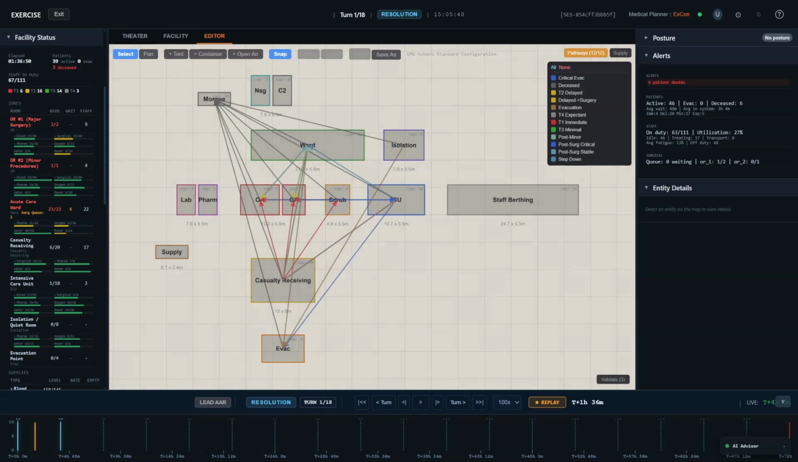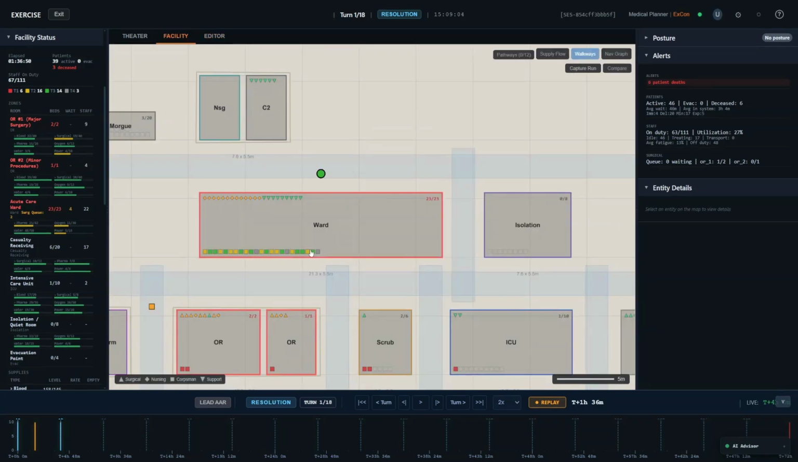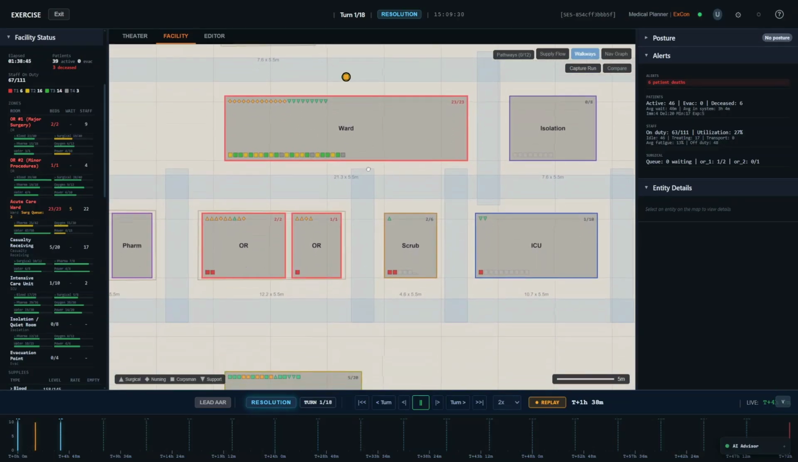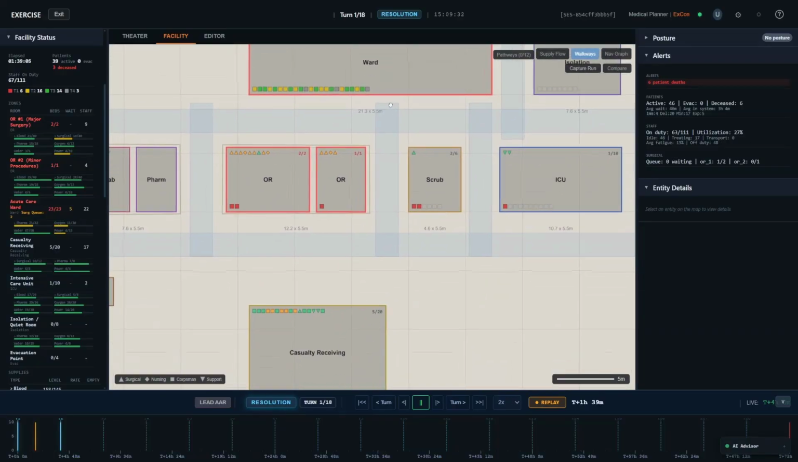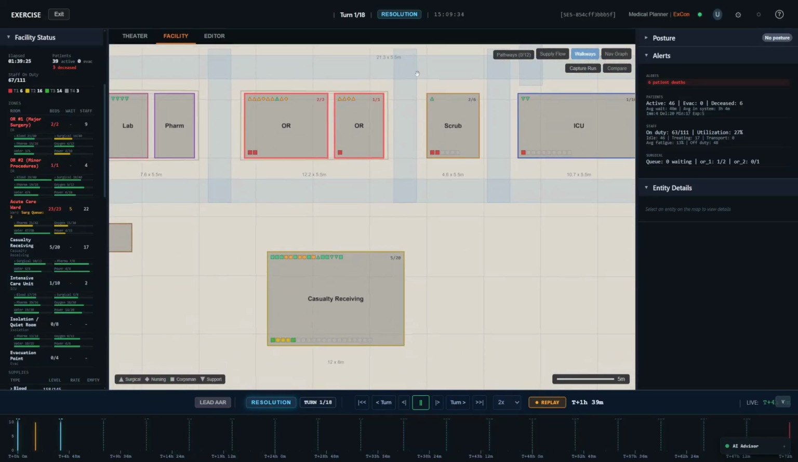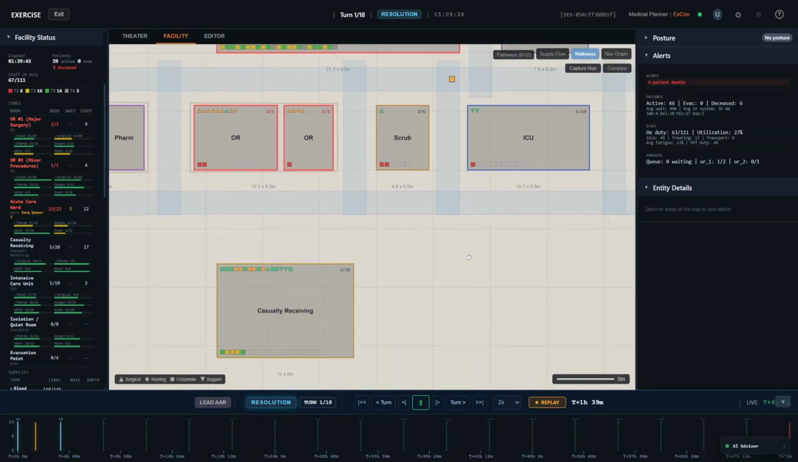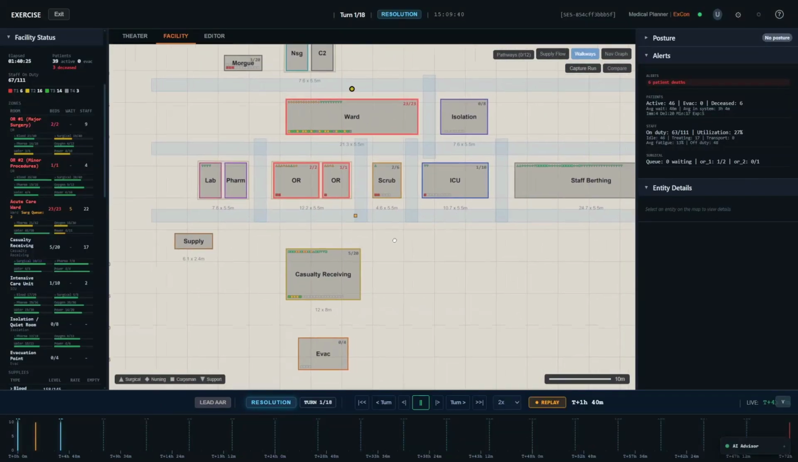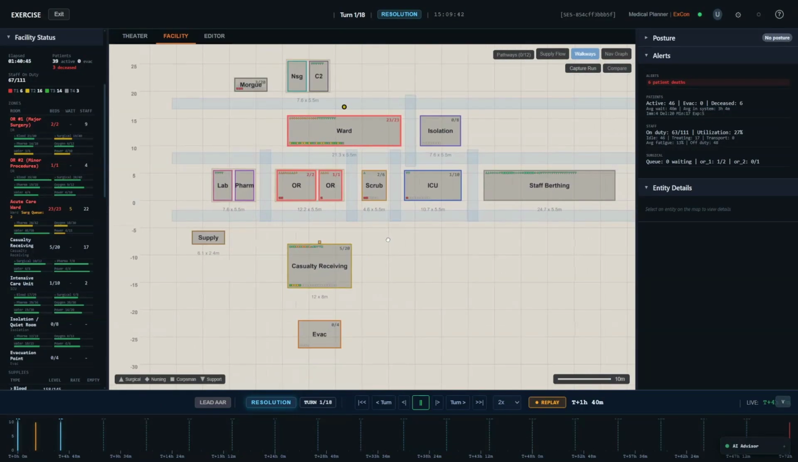With the facility configured, the simulation runs a 72-hour exercise. Casualties arrive based on the scenario: steady flow punctuated by mass casualty events. Every patient is tracked individually. Triage classification determines routing. T1 immediate cases go to the OR. T2 delayed patients hold in the ward until surgical capacity opens. When the OR is full, patients queue. When ICU beds are occupied, post-surgical patients back up.